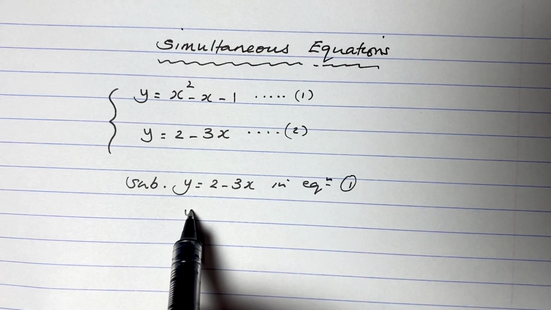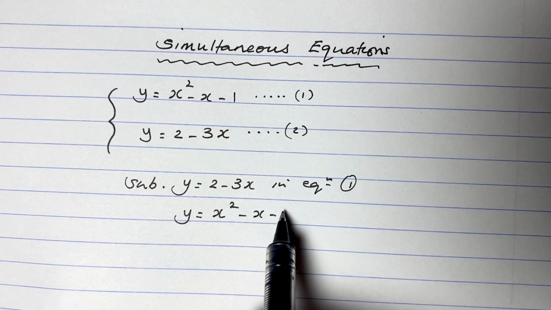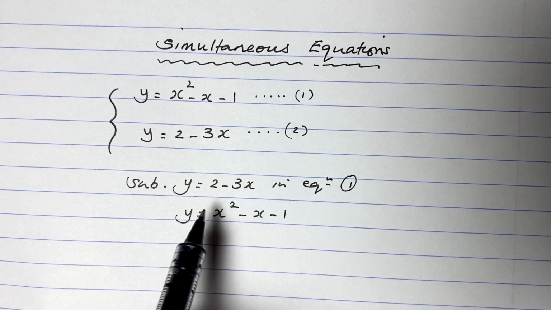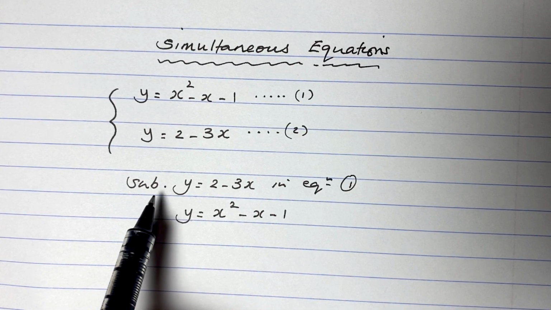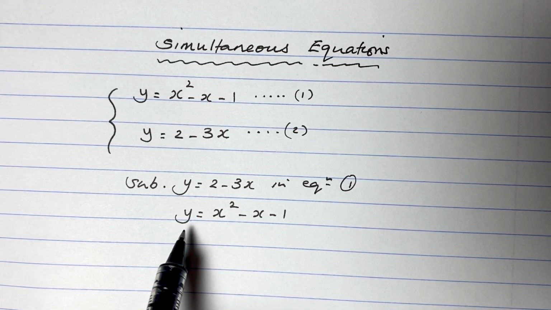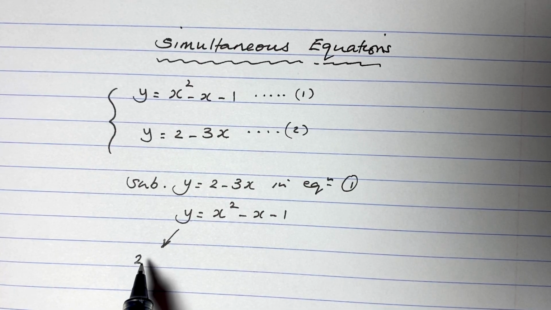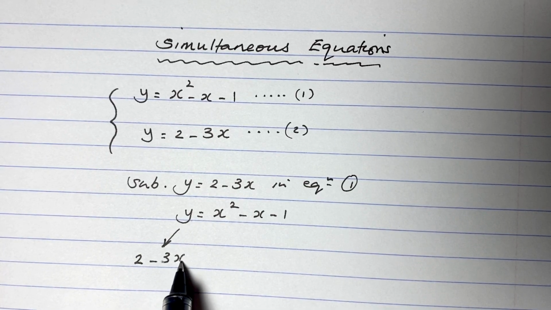Equation 1 I shall write, and I'll do exactly what I've said. I'm going to substitute y as 2 minus 3x in this equation. So all my y's will be replaced with 2 minus 3x.